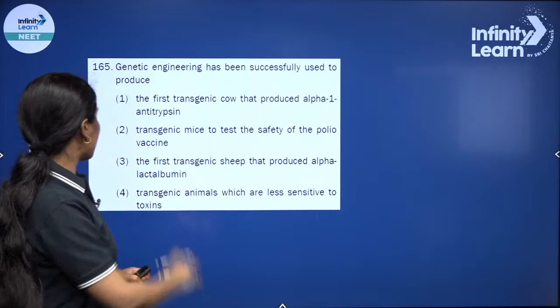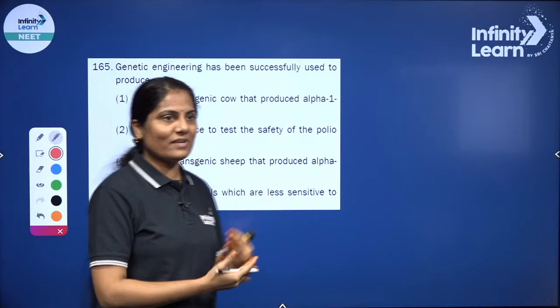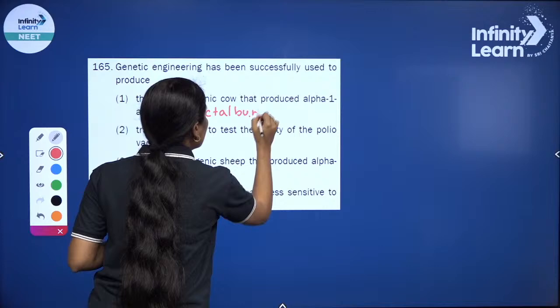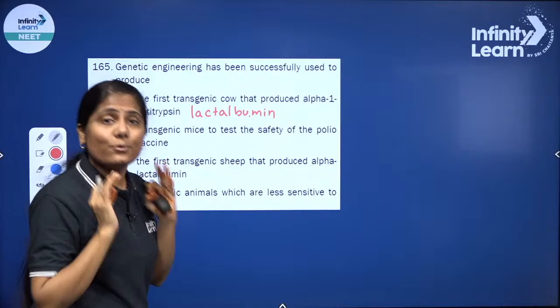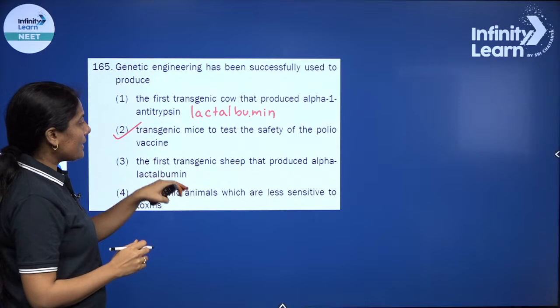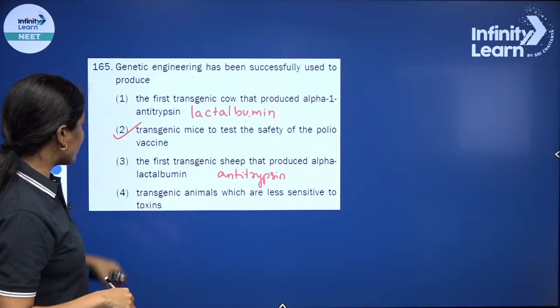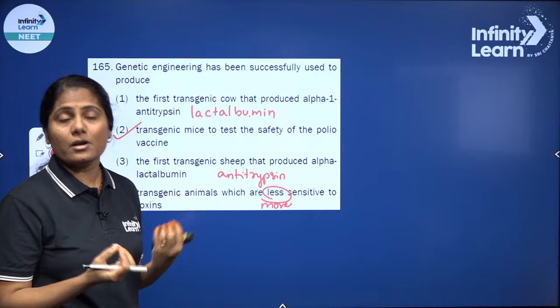Genetic engineering has been successfully used to produce. If at all you learn all your applications of transgenic animals carefully, you crack this answer very easily. The first transgenic cow that produced alpha 1 antitrypsin, is it? So it's the alpha lactalbumin that is produced by the transgenic cow, which is Rosie. Transgenic mice to test the safety of the polio vaccine. That's absolutely right. First transgenic sheep that produces alpha lactalbumin. Again, sheep is something that has produced alpha 1 antitrypsin, which is helping in treating emphysema. Transgenic animals which are less sensitive to toxin, no. They are made more sensitive so that they can be tested upon for any toxic substances. So, our answer is basically 2.